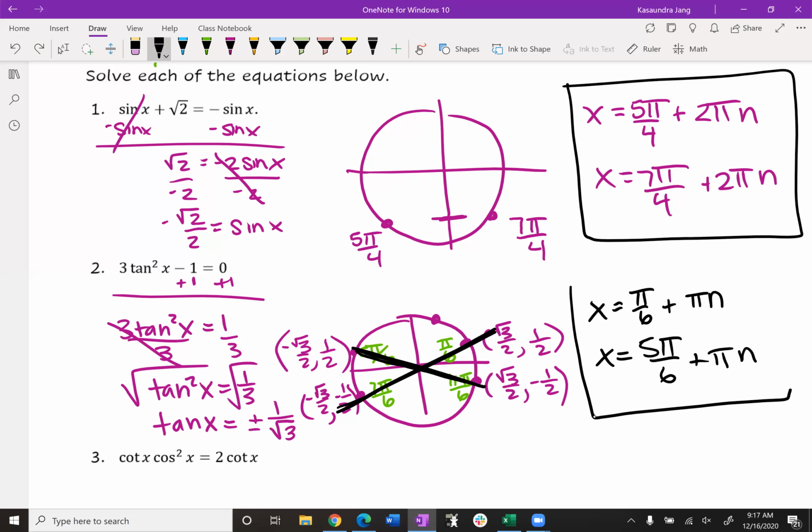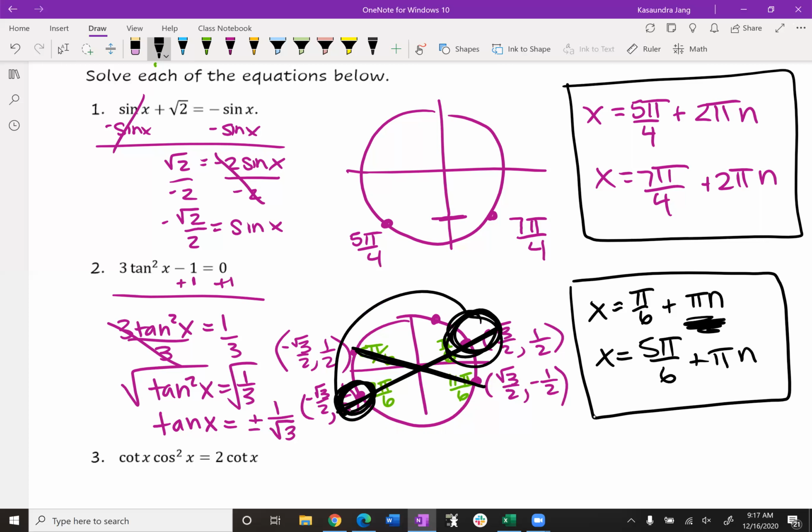So here's my answer. You do not need x equals 7 pi/6. The 7 pi/6 is actually already taken care of because of the pi/6. If I go half a circle from the pi/6, that lands me at 7 pi/6, half a circle being pi that we were talking about. If I add pi, I end up at the 7 pi/6.